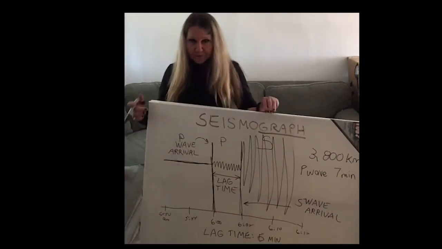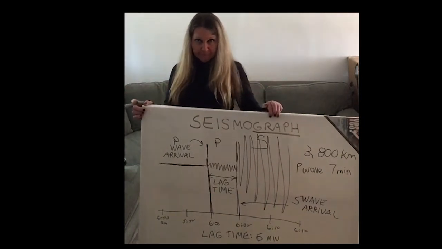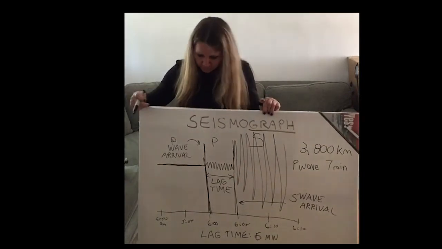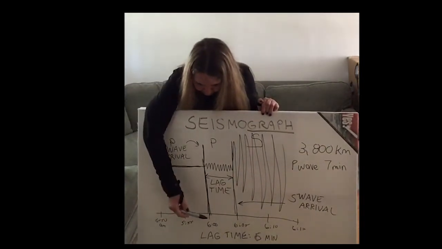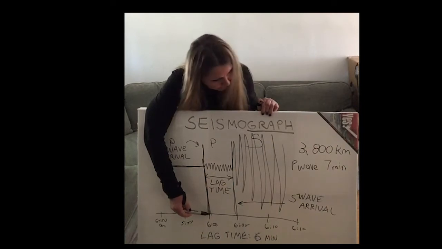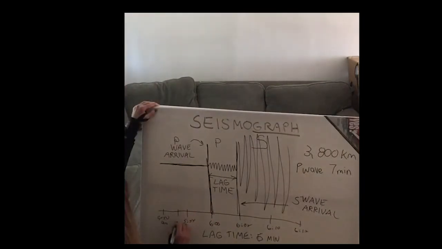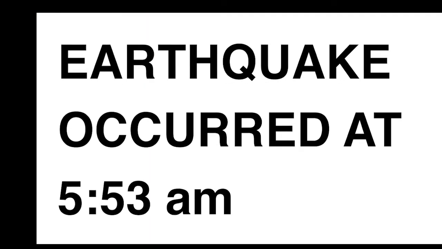So the question is, what time did the earthquake happen? We have to work backwards. If it takes 7 minutes for this P wave to arrive, and it arrived at 6 o'clock, we would just work backwards. P wave arrived 5:53. So the earthquake then occurred at 5:53.